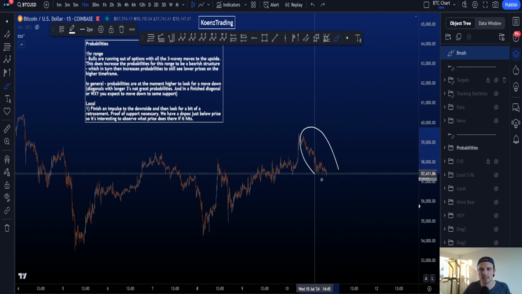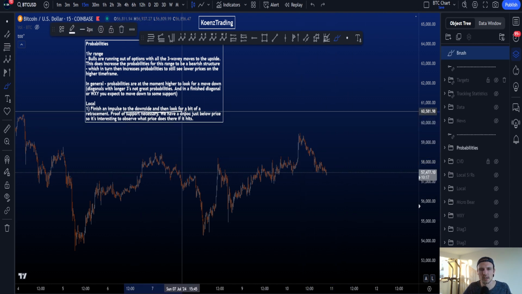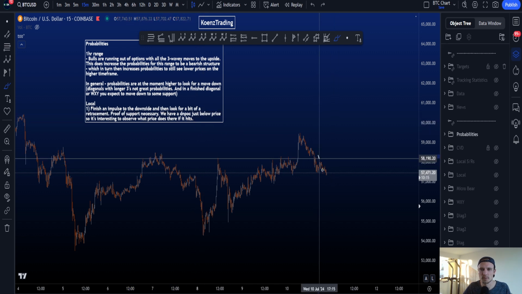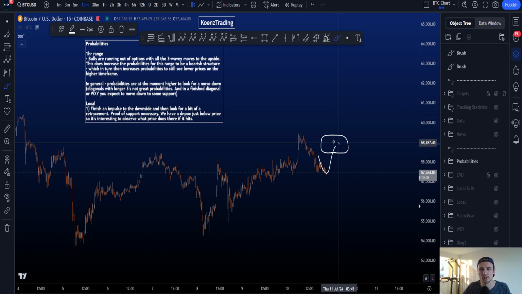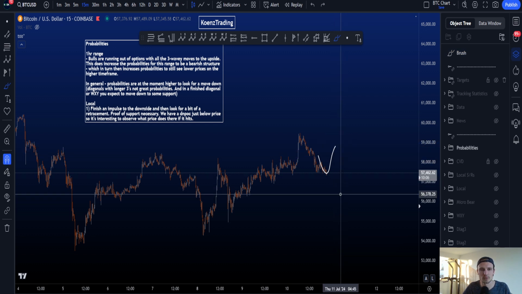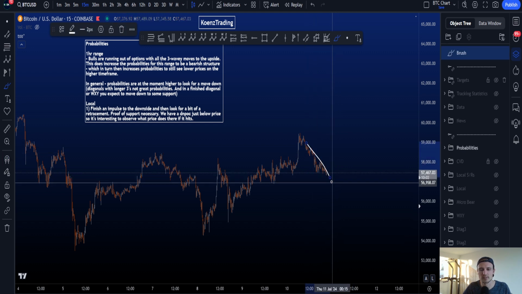Now locally, 15-minute time frame here, looking to finish an impulse to the downside and then look for a bit of a retracement back towards the upside to hit the fib targets here. Look for proof of resistance, of course, and then we could be looking for another leg down to support. Proof of support, first of all, with this leg to the downside is necessary.